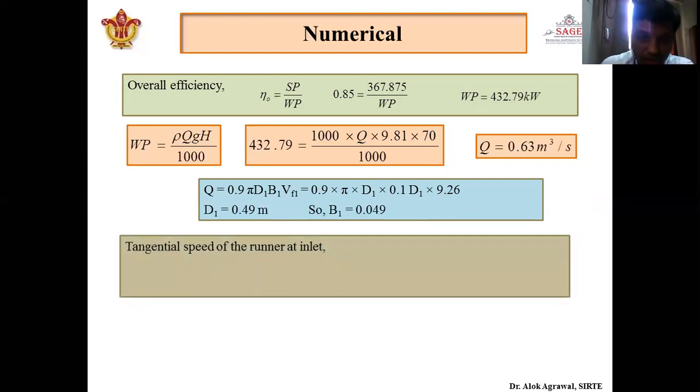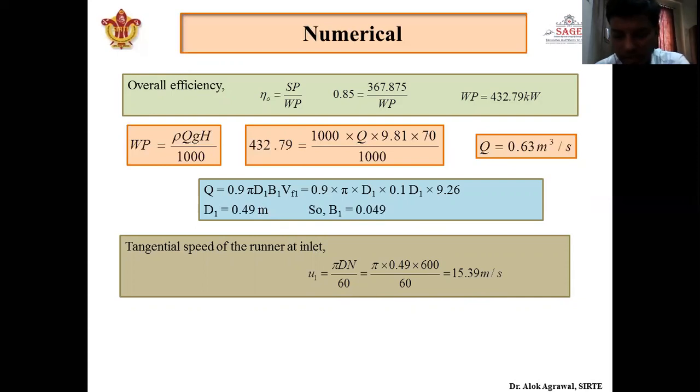Now the tangential speed of the runner at inlet. Tangential speed means u1. So u1 is given by pi D N by 60. Pi is known, d1 is 0.49, which we have just calculated, and N is given in the question, 660, divided by 60. It will give blade velocity at inlet as 15.39 meter per second. Why are we doing all these things? Because we have to calculate the guide blade angle from the inlet velocity triangle. Nothing is given, so for calculating the alpha value or the theta value, we have to know all the velocities there, so that we can apply the geometry and get the value of alpha and theta.